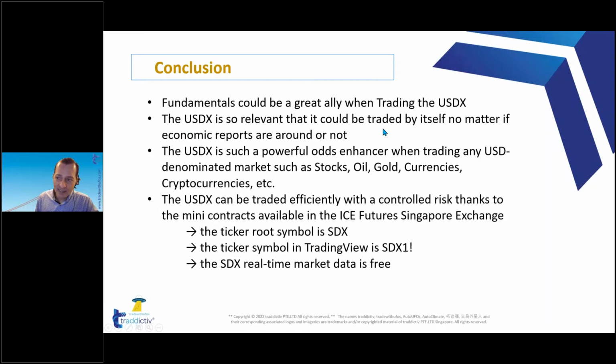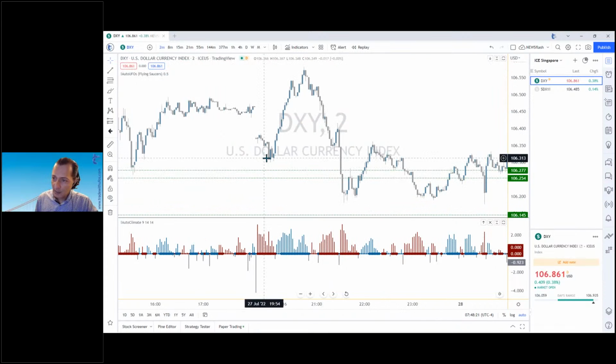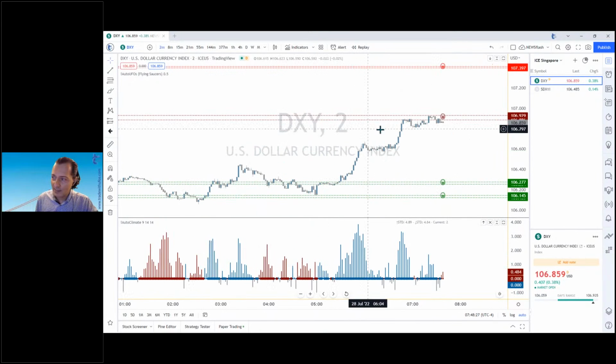Now the USDX is so relevant that it could be trading by itself, no matter if there are economic reports or not. So notice what's happening now to the US dollar. Well, there is nothing going on now, right? Because yesterday we got a report. Whatever had to happen, happened. Great move to the downside, then a nice move to the upside, another nice move to the downside, a lot of stabilizing prices, and now the dollar index is trading at this level.